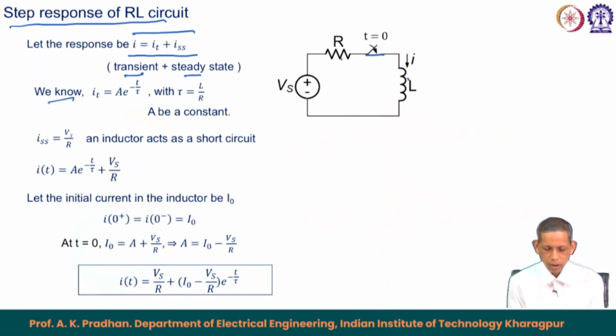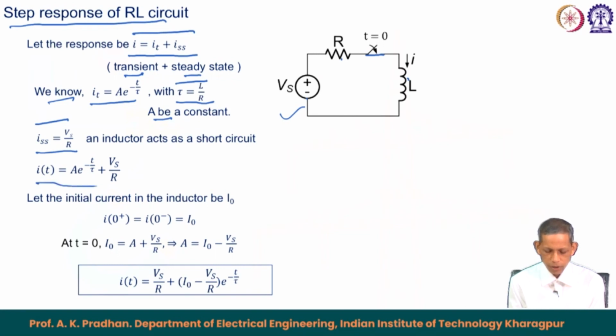So, we know that the corresponding transient part is in terms of A e to the minus t by tau. We have seen this also in the voltage relation for the capacitor, and in the RL combination for the source-free circuit also, with tau equals L by R, and A being a constant. For the steady state part we say Vs by R, because the inductor in steady state behaves like a short circuit. So, that becomes equal to Vs by R for the circuit.